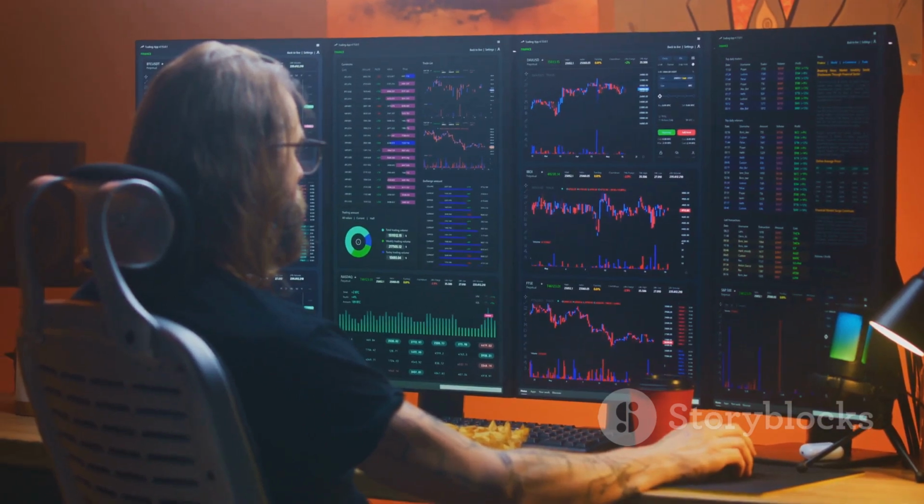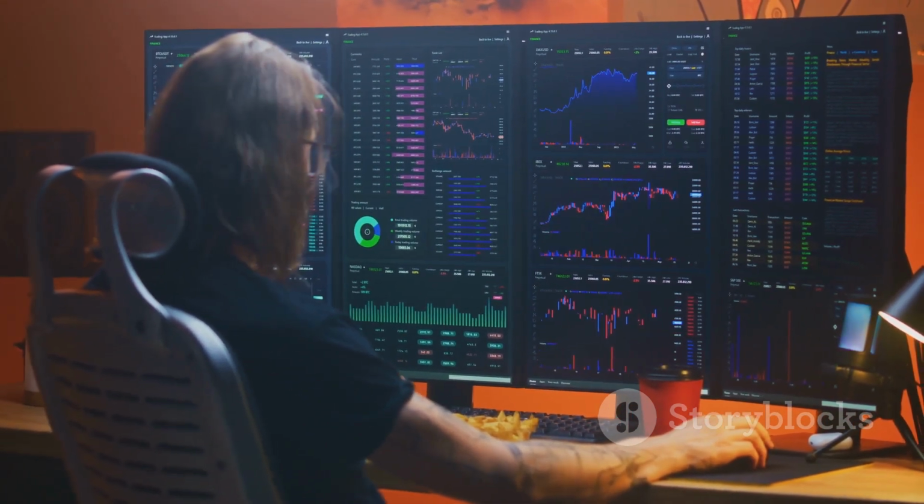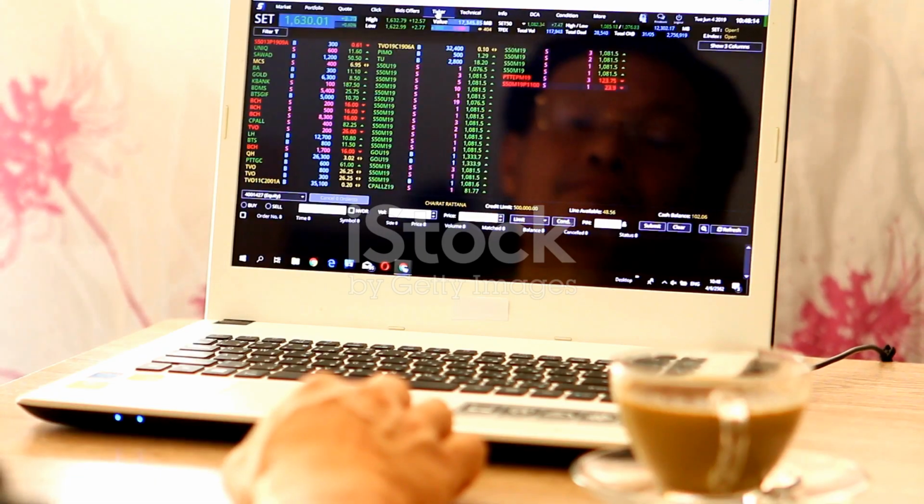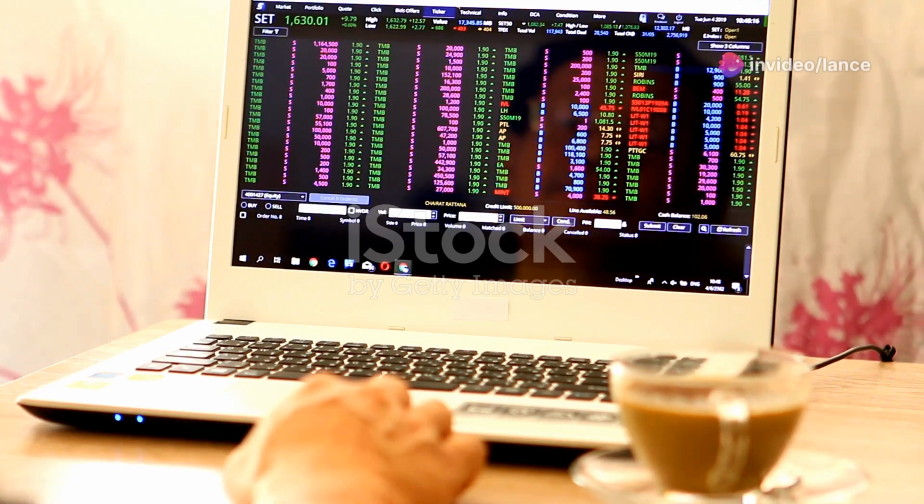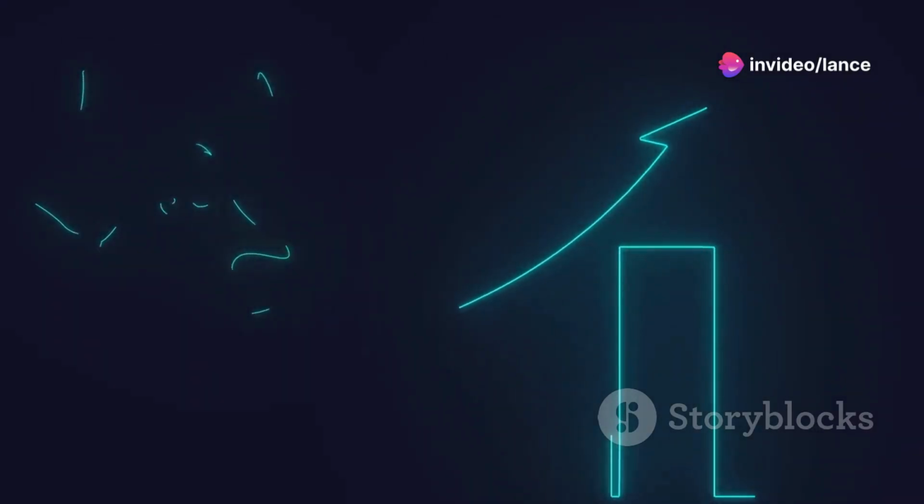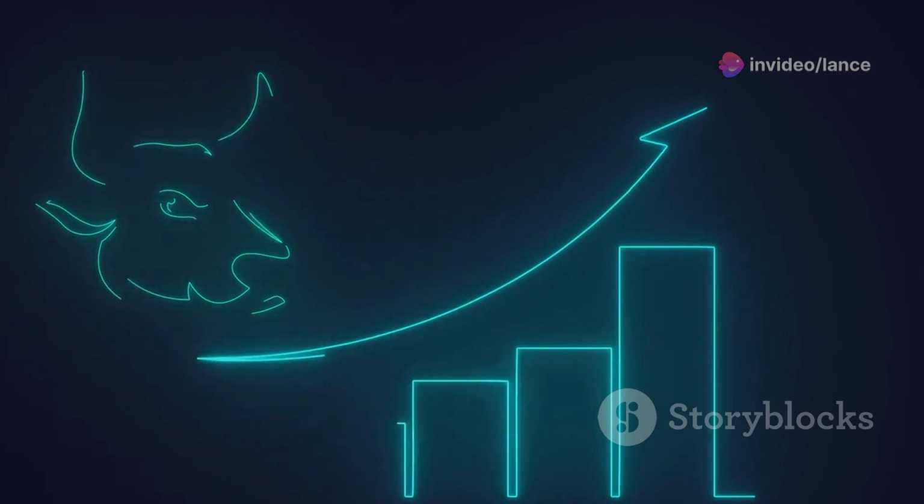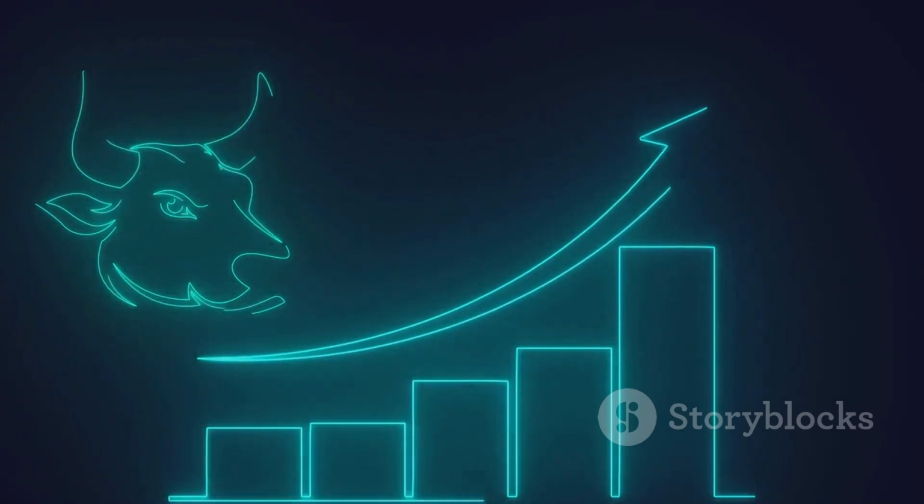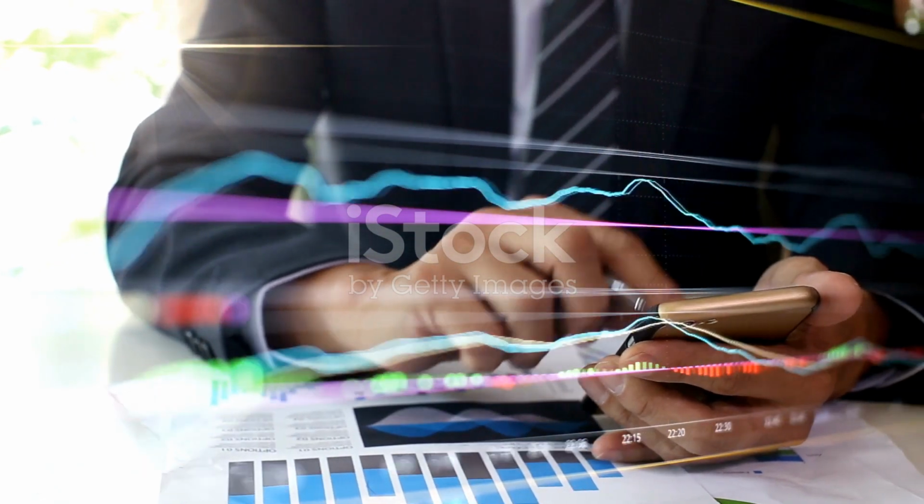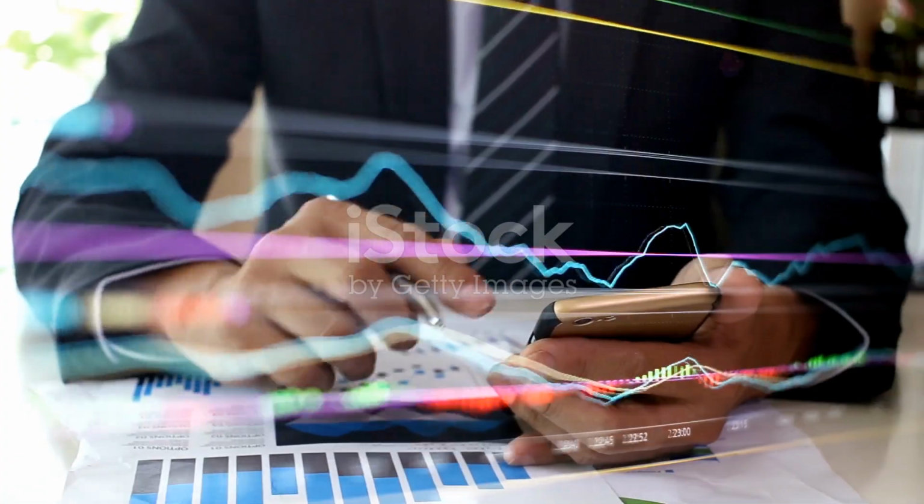One of the best ways to validate a signal is to look for confluence. This means checking if multiple indicators or signals are pointing in the same direction. For example, if you see a bullish signal from a technical indicator and it's also supported by positive economic news, that's a good sign.